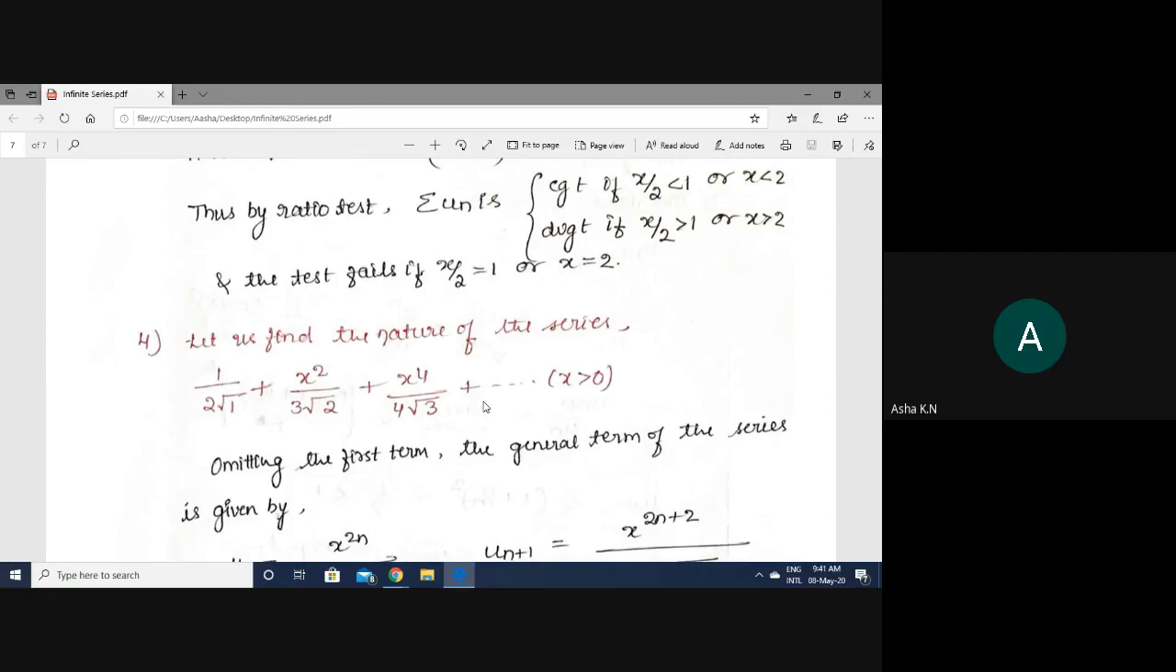Nth term, you will have: first term is 3, second term is 4, third term is 5. Nth term is n plus 2, correct. Okay.